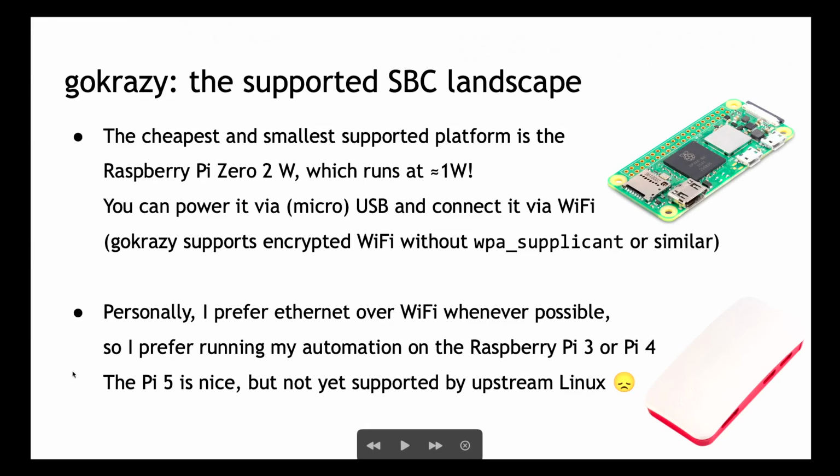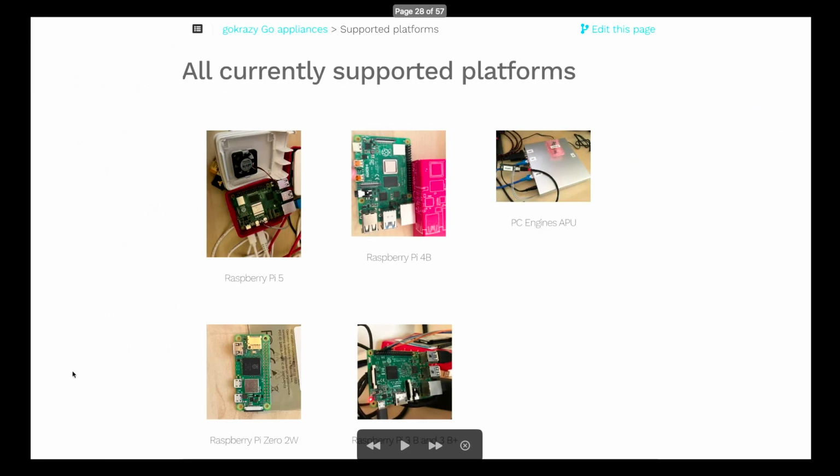Personally, though, I prefer Ethernet over Wi-Fi whenever it's possible, so that anything goes over Ethernet and only the stuff that can't go over Ethernet uses the Wi-Fi. So I prefer running my automation on the Raspberry Pi 3 or the Pi 4. The Pi 5 is also nice, but it's not actually yet supported by upstream Linux. You need the Pi kernel to run that.